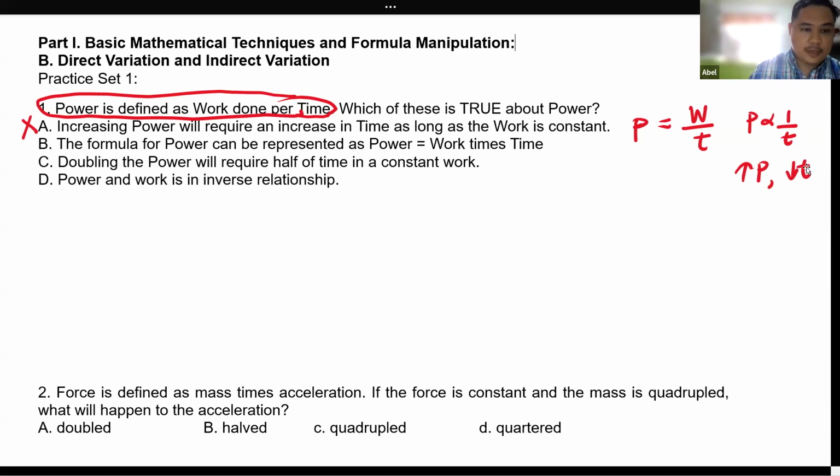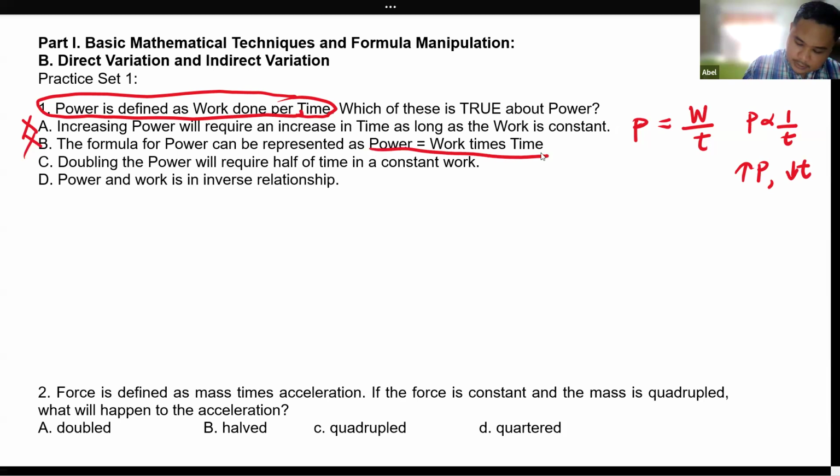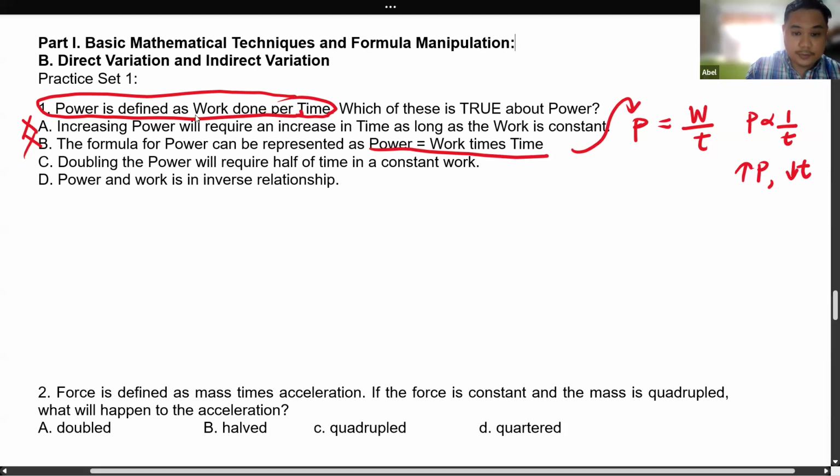How about for letter B? The formula for power can be represented as power equals to work times time. So the equation is wrong, right? So letter B is wrong simply because this is the formula as defined from this statement. Power is defined as work done per time. Now, how about letter C?